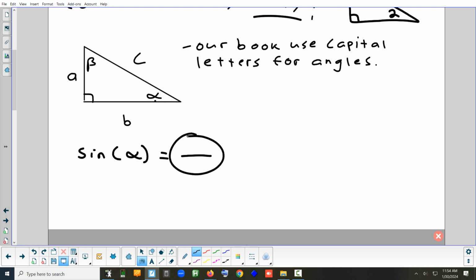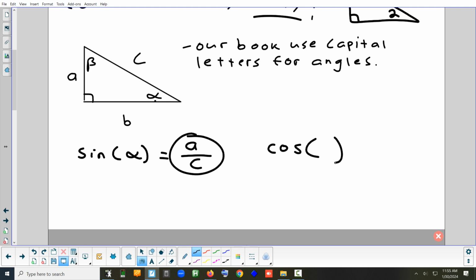Opposite over hypotenuse, yes. It would be A over C. Now, let me show you something. If you put the word co in front of that function, what do you get? Cosine. Right? So if you put the word co in front of it, you get cosine. So let's do that.